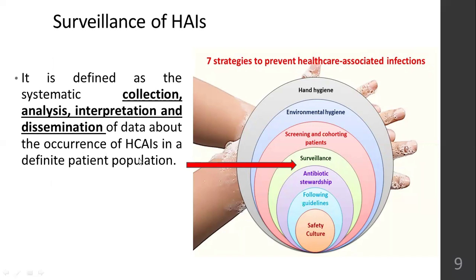Coming to the next part of this chapter, surveillance of healthcare associated infections, a very important step. It's a very important preventive step of hospital acquired infection or healthcare acquired infections. So it is defined as a systematic collection, analysis, interpretation, and dissemination of data about the occurrence of healthcare-associated infection in a definite patient population.